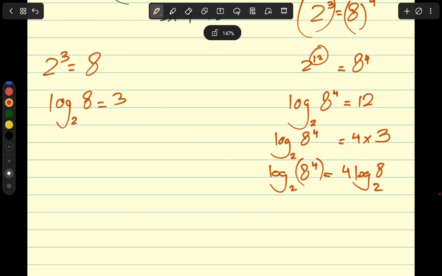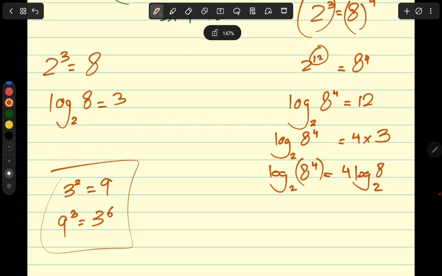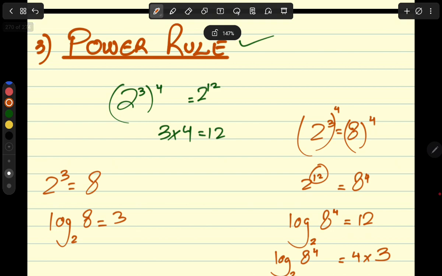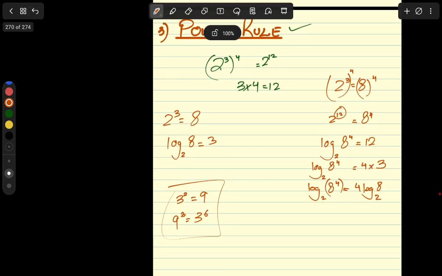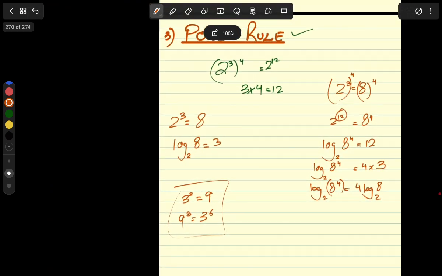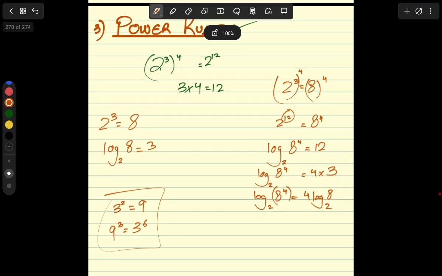I will give you another example, but I want you guys to do it by yourself. Prove it yourself. 3 square equals 9, and 9 cube is equal to 3 power 6. I want you guys to use this in order to prove this exponent rule. You have this screen right in front of you. Take a screenshot and try to do this boxed example yourself while I proceed to do a general proof.